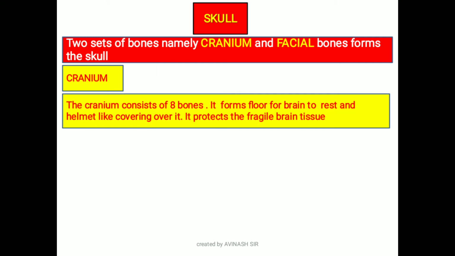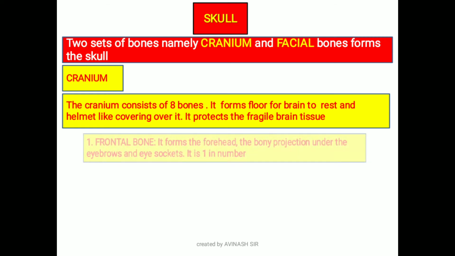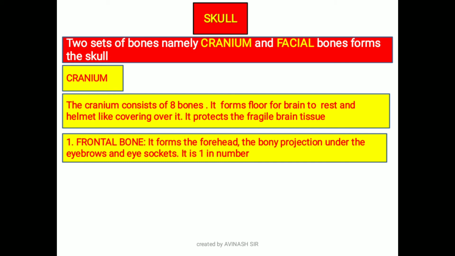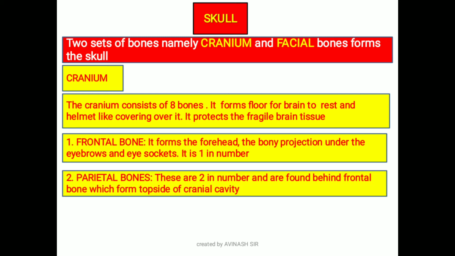It forms a floor for our brain to rest on and a helmet-like covering over it. It protects the fragile brain tissue. Frontal bone. It forms the forehead, the bony projection under the eyebrows, and the eye sockets. It is 1 in number. Parietal bones. These are 2 in number and are found behind the frontal bone, which forms the top side of the cranial cavity.